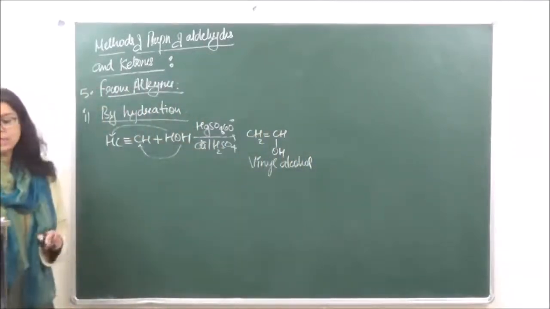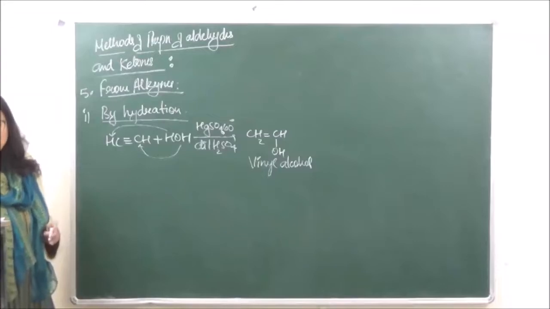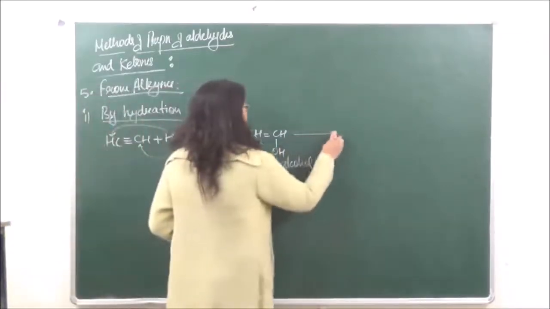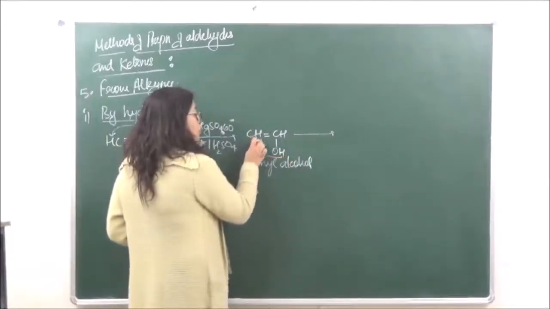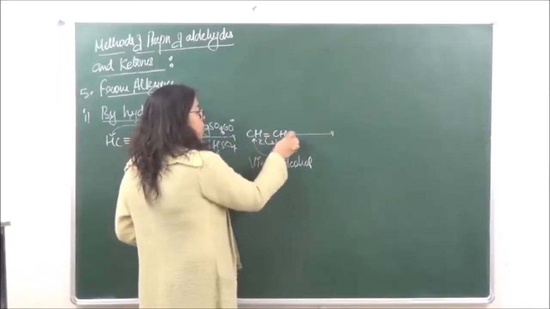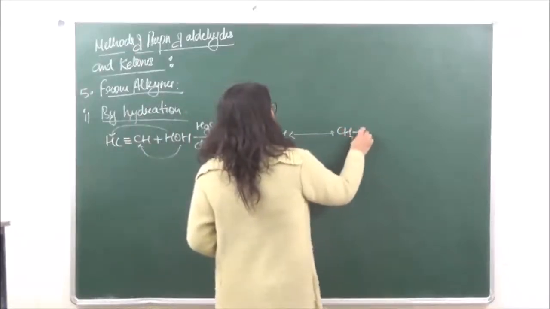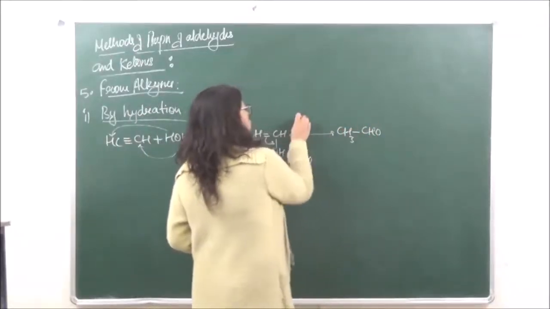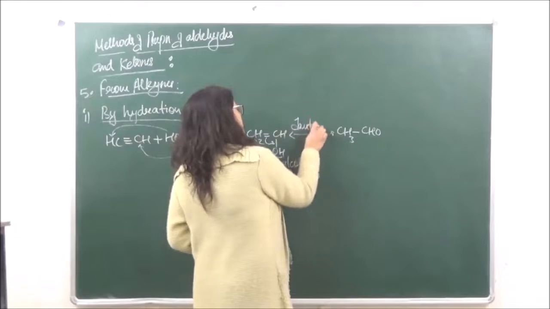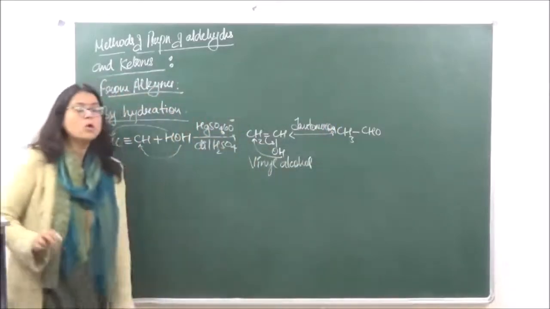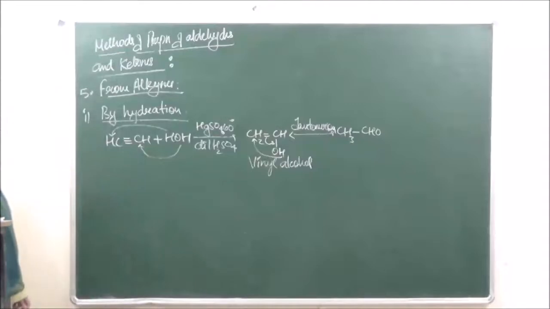This is known as vinyl alcohol. Okay? Now this vinyl alcohol is unstable, so it is going to tautomerize, where the hydrogen is going to shift over here and the double bond will shift in this case, such that we have over here CH3CHO. It is going to tautomerize to a more stable aldehyde. Okay, now remember that formaldehyde cannot be prepared by this reaction.